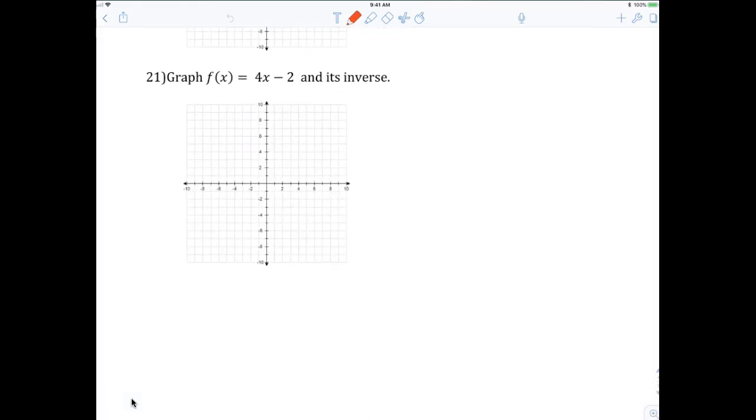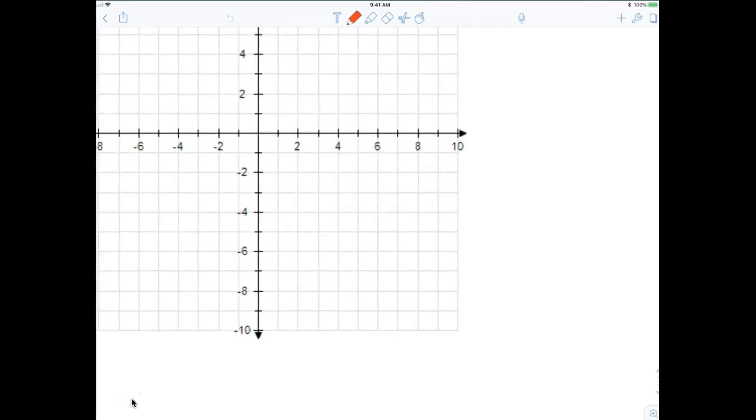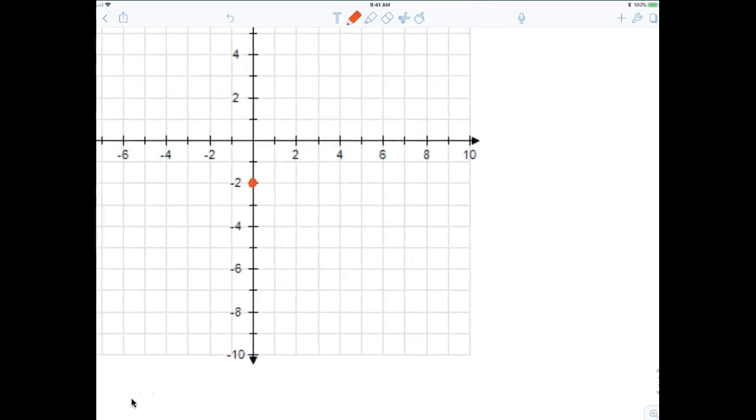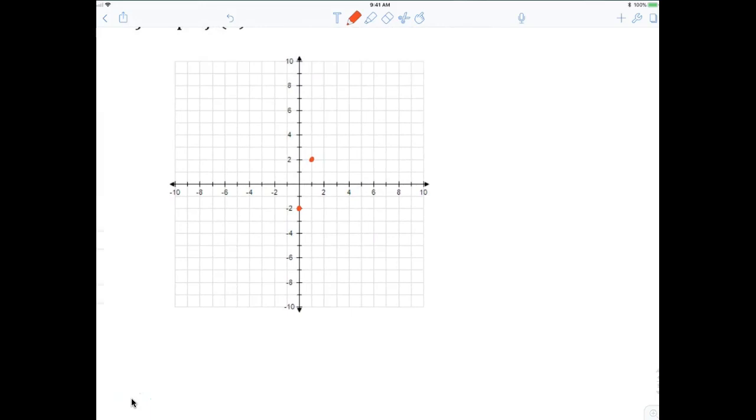We're going to graph 4x minus 2 and its inverse. Somebody want to tell me how to graph 4x minus 2 quickly? Good. Graph -2 on the y-axis. Very nice. And then go up 4 and to the right 1. Perfect. Thank you so much. That would be the graph. Now what you're going to do is graph that.